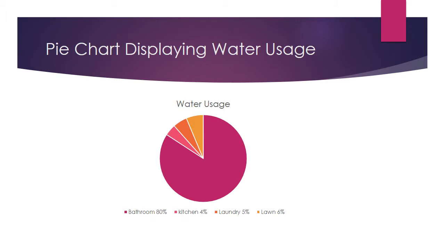This pie chart displays these water usage results. As you can see, water was mainly used in the bathroom at 80%, and then lower amounts in the kitchen at 4%, the laundry at 5%, and on the lawns and gardens at 6%.